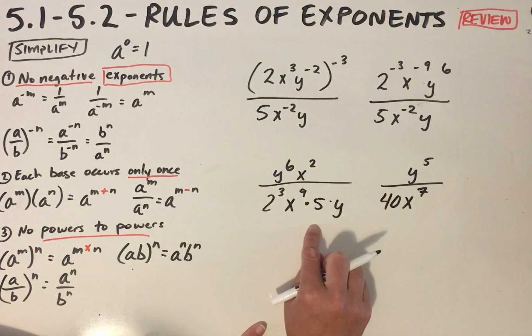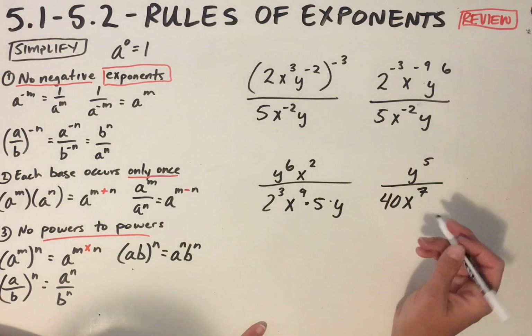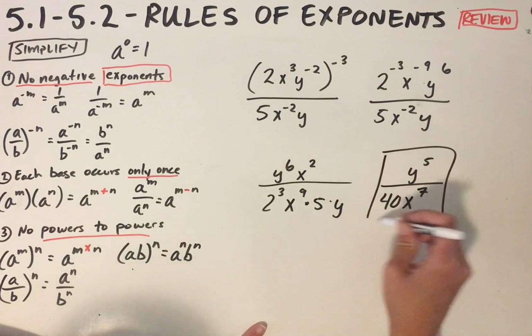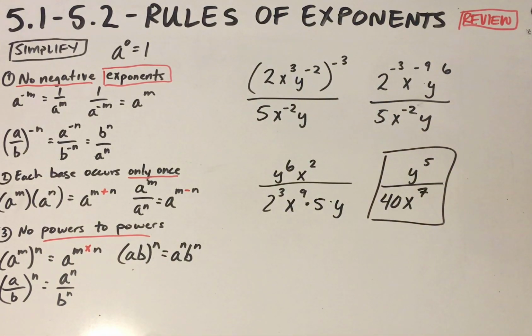These 2's and this 5 are on the bottom. They're going to stay on the bottom. So each base occurs only once. I've multiplied out any constants that I have and simplified that, and that is considered all the way simplified.